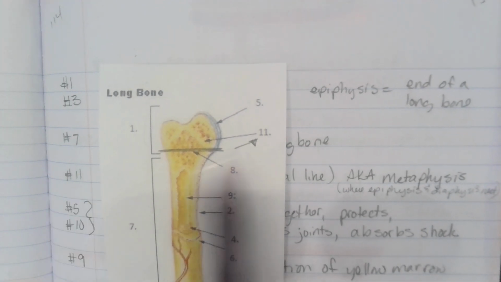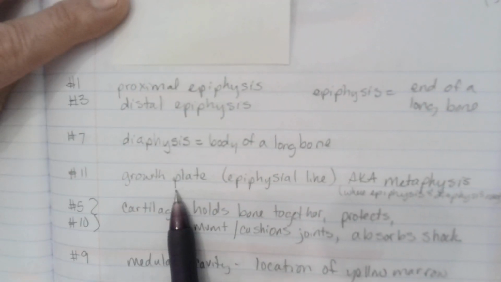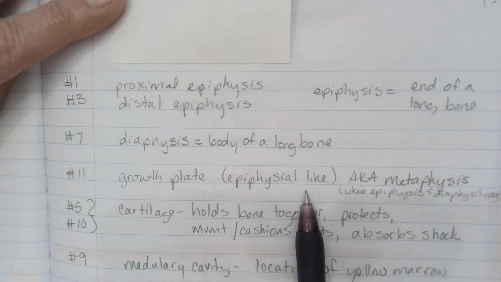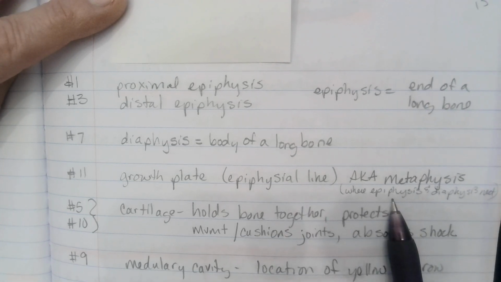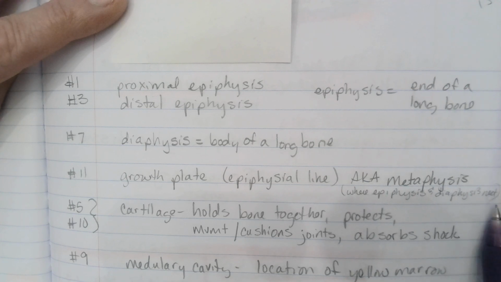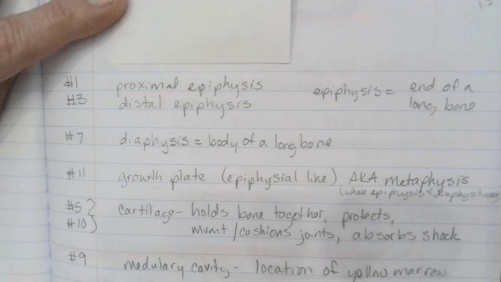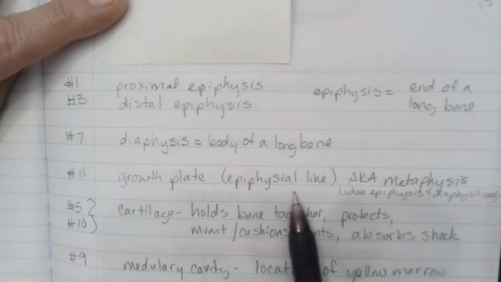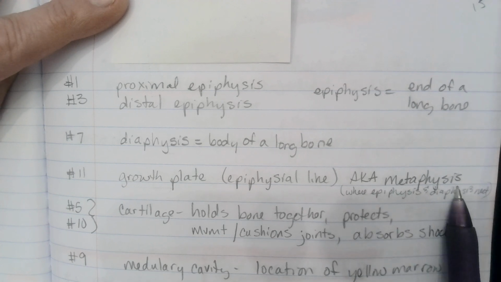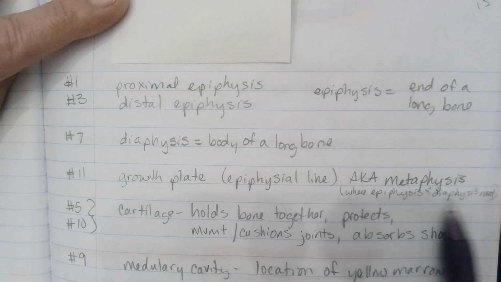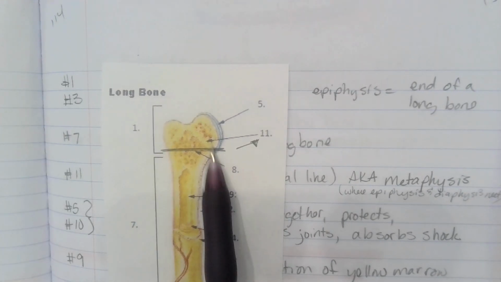All right, number 11 is pointing to this area right here, and number 11 is the growth plate or epiphyseal line. It is also known as the metaphysis, where the epiphysis and the diaphysis come together. So number 11 is our growth plate.